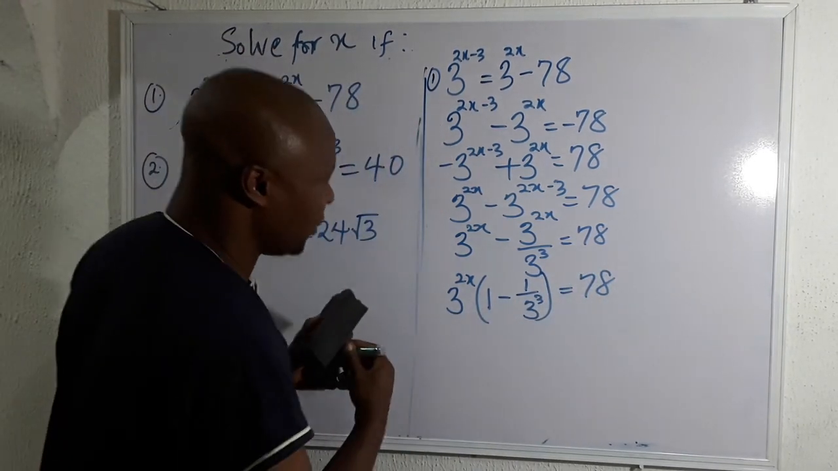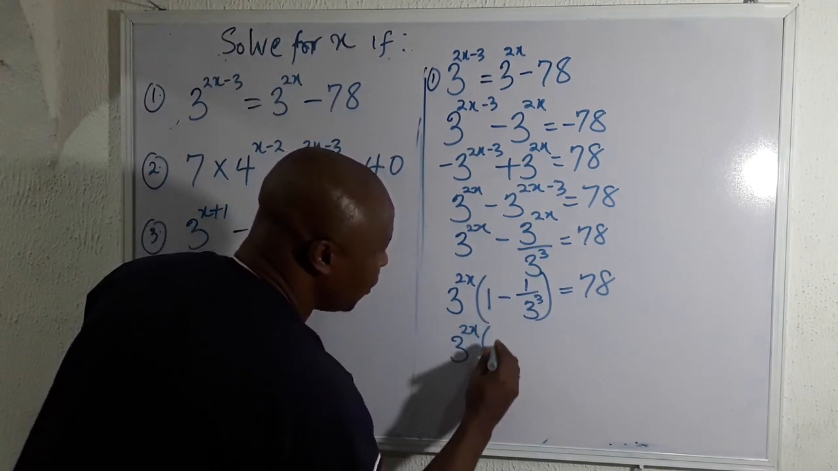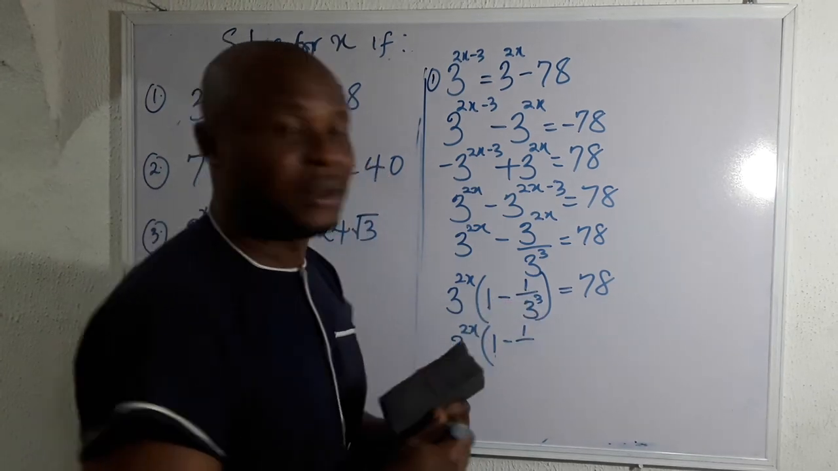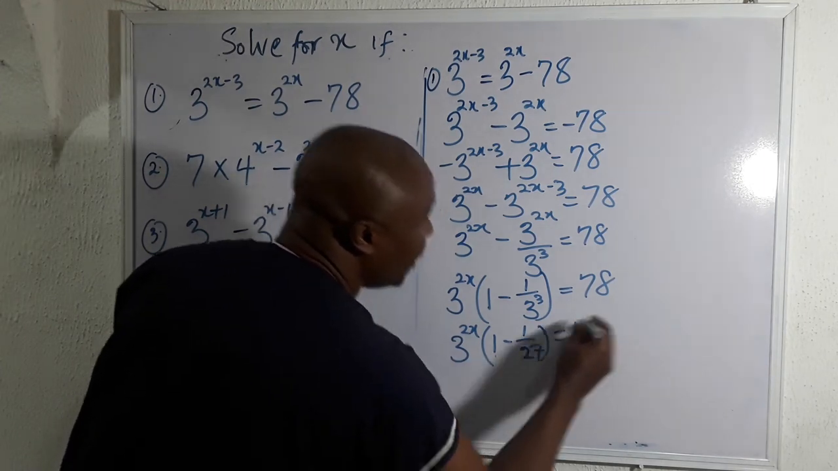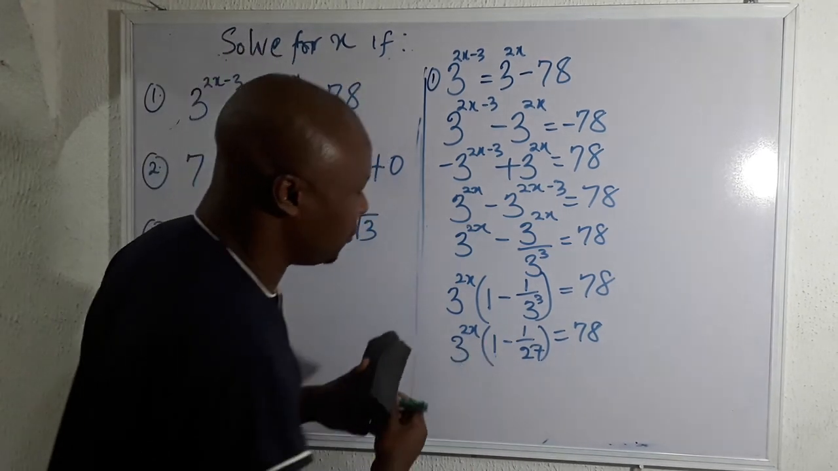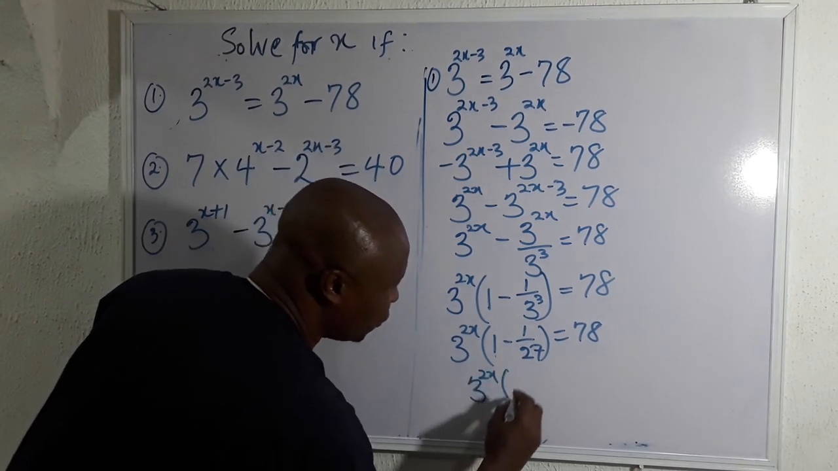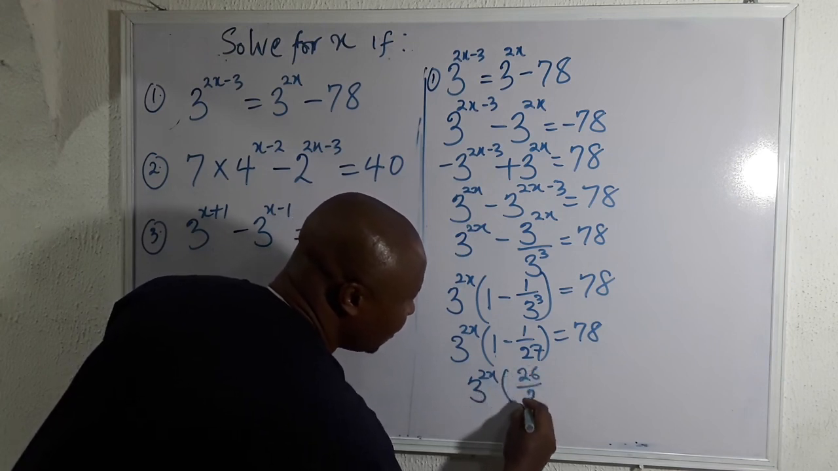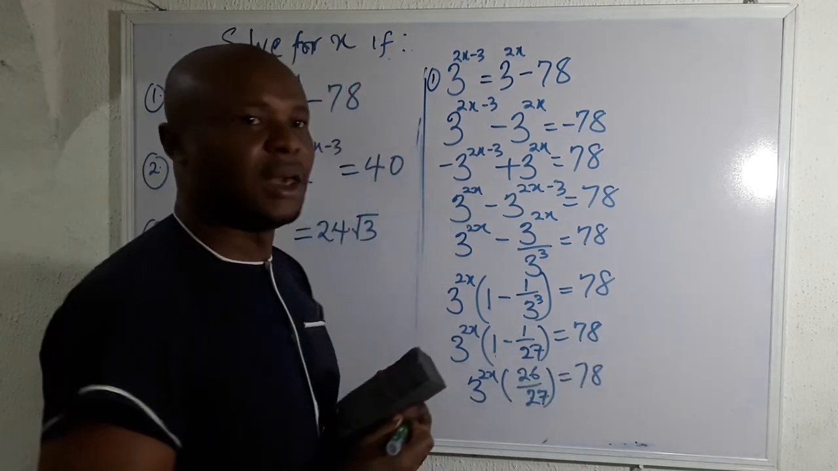So now this is the same as 3 raised to the power 2x into 1 minus 1 over 3 raised to the power 3, which is 27. So that is 1 minus 1 over 27, and that will be 78. Now 1 minus 1 over 27, if you do that correctly, will give us 3 raised to the power 2x into 26 divided by 27. Okay, that's equal to 78.